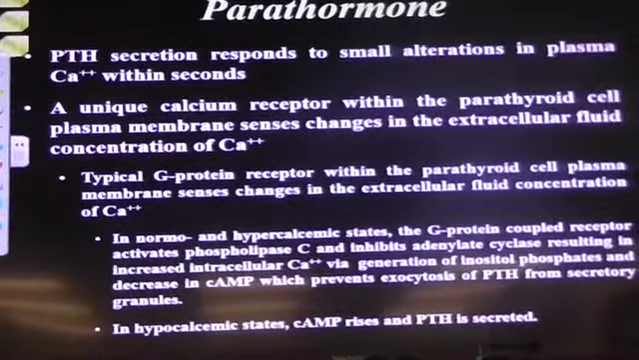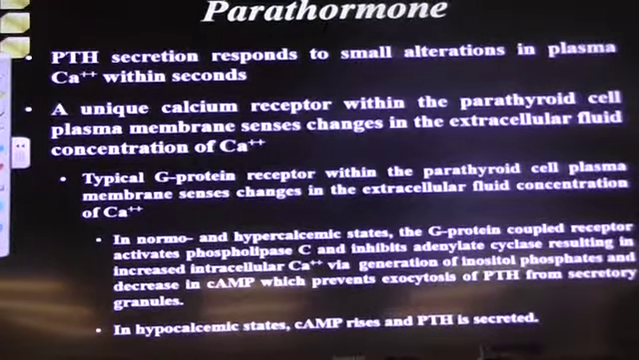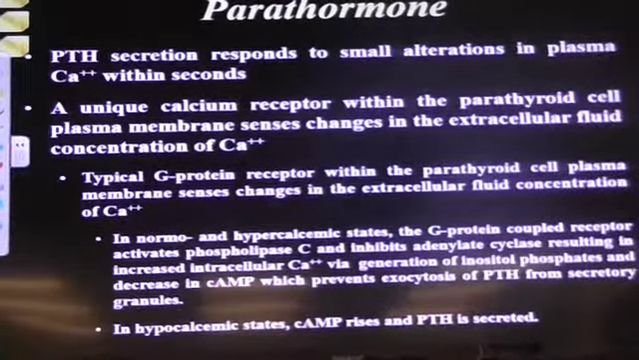Now, in normal and hypercalcemic states, that G protein coupled receptor will activate a phospholipase C, which inhibits the adenylate cyclase, which results in increased intracellular calcium. And what's that going to do? If you've got increased intracellular calcium in those parathyroid cells, what's that going to tell them they don't need? They don't need to secrete PTH. So it's the second messenger effect that calcium actually initiates within those parathyroid cells. Now, in hypocalcemic states, that cyclic AMP increases, and that's going to increase PTH secretion.